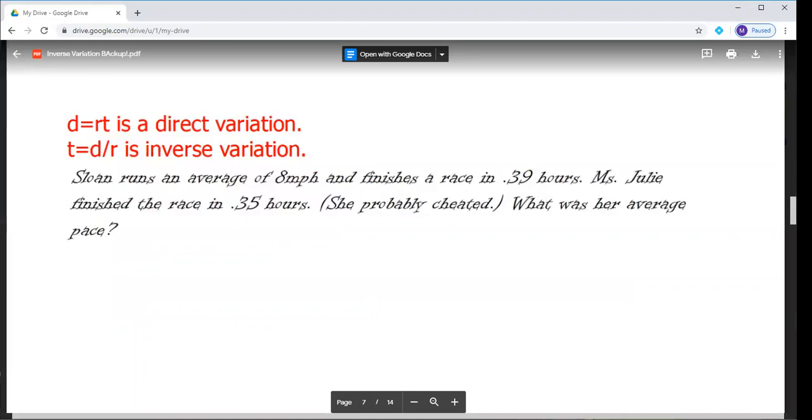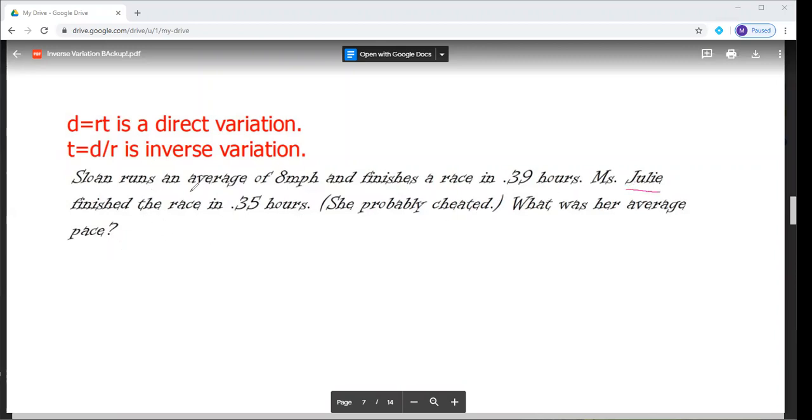Okay, so we know that distance equals rate times time is direct variation. Give me my annotation back. Give me my name. There we are. Annotate. All right. So we know that distance equals rate times time is direct variation. And they're asking us, what was her average pace? Okay, I'm thinking we're asking about my average pace. I probably should have been clearer.